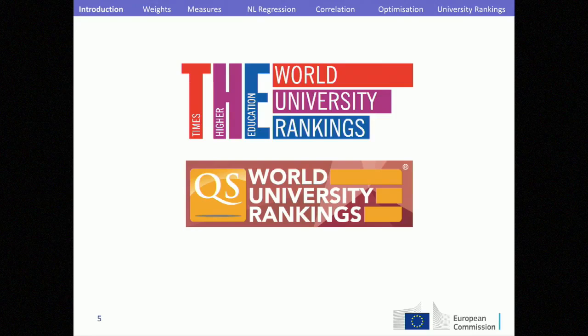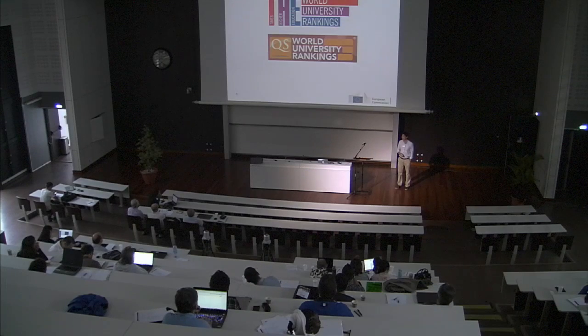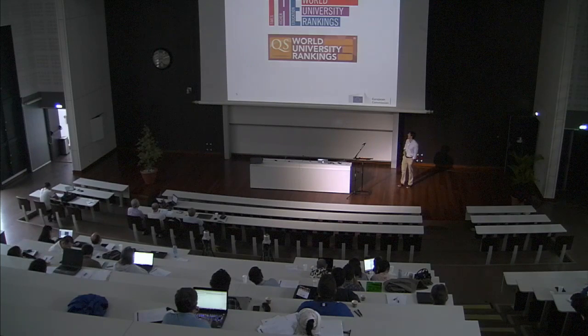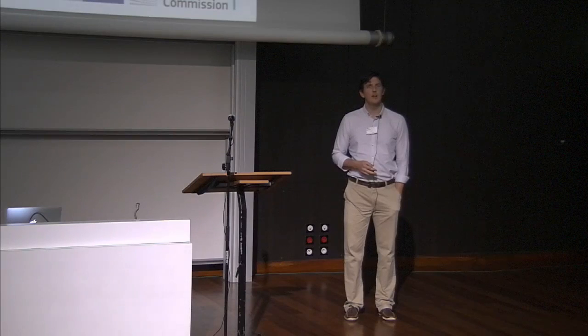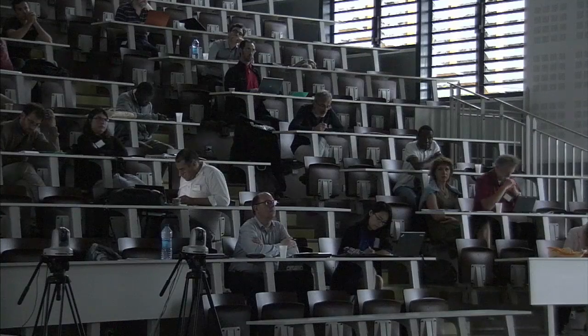Now, just to set up for the end of the presentation, I'm going to talk about two particular composite indicators, and these are university rankings. So the two that I'm going to talk about are the Times Higher Education ranking and the QS World University rankings. And I imagine a fair number of people might have heard of these two composite indicators. But anyway, we'll come back to them towards the end of the presentation.